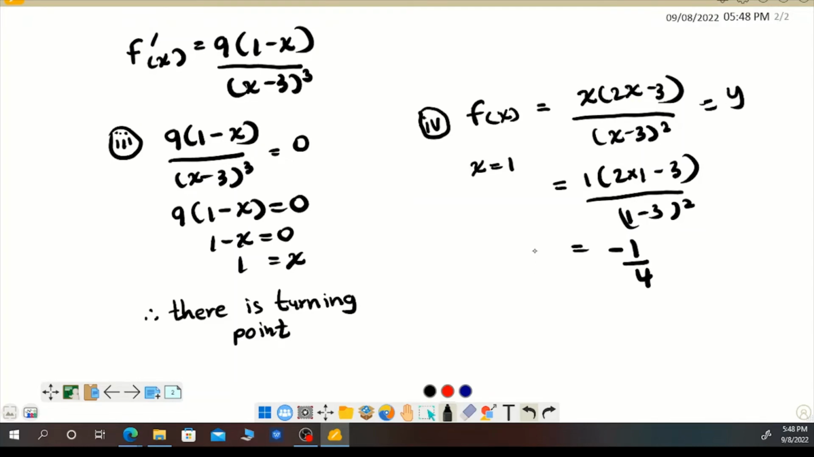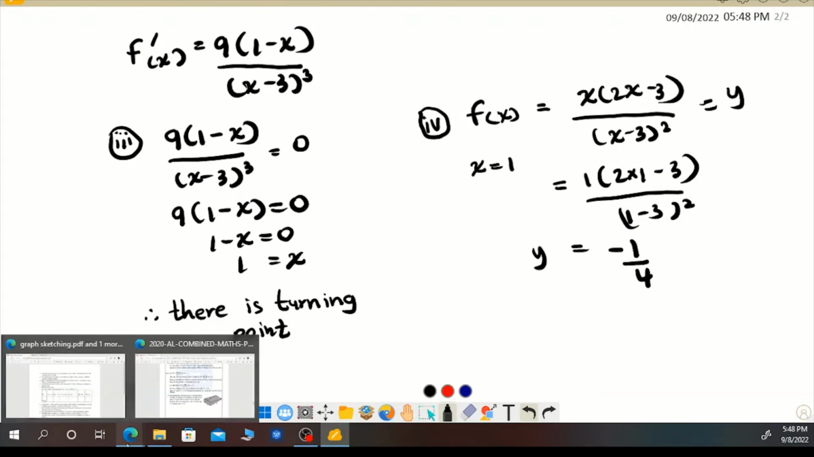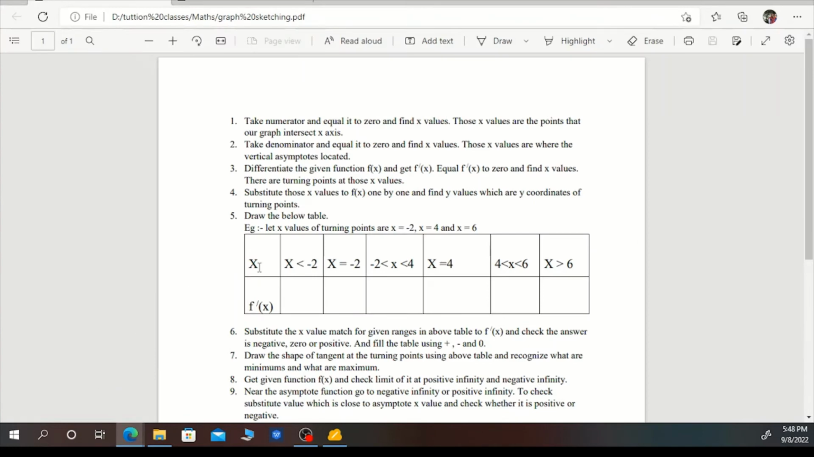So this f(x) is always equal to the y. We can say f(x) equals y. So this is the y coordinate of the turning point. So by the third step and fourth step, I found the x coordinate and y coordinate of the turning point. Let's move to the fifth step.